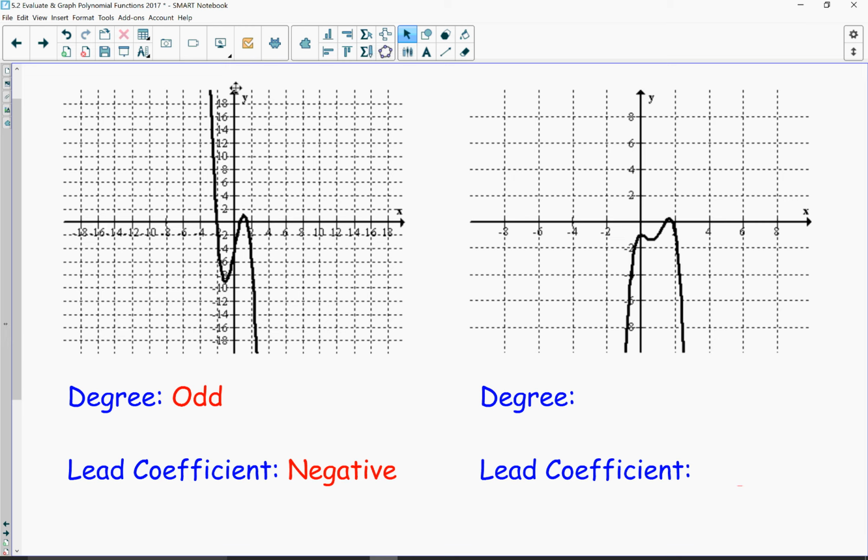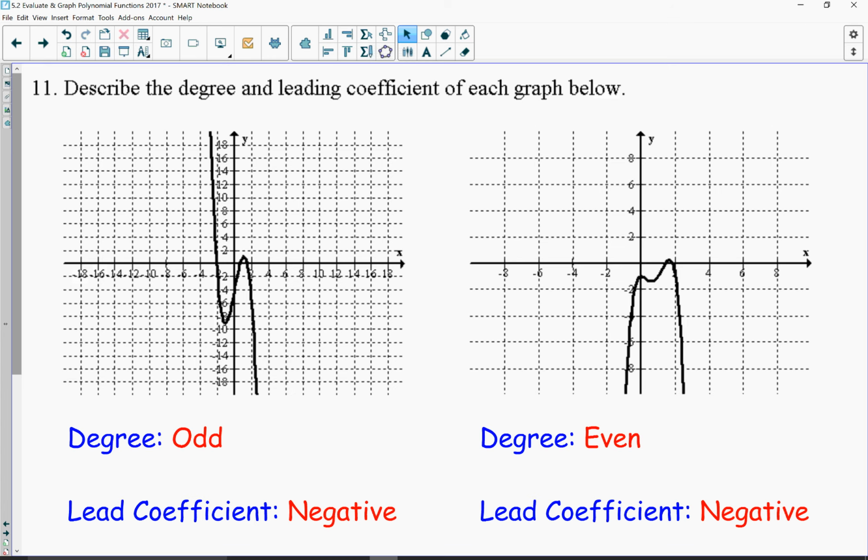Okay, another big giveaway that you have an odd degree over here on the left is that the ends of the graph are pointing opposite directions. Graph on the right, the ends of the graph are pointing in the same direction, which tells us this is an even degree. And since it's opening down and those ends are pointing down, again, the lead coefficient would be negative. So being able to look at a graph and telling whether the degree is odd or even and the lead coefficient positive or negative is a skill you're going to have.